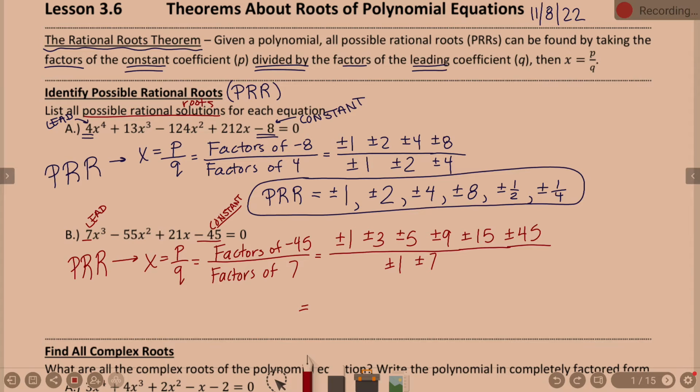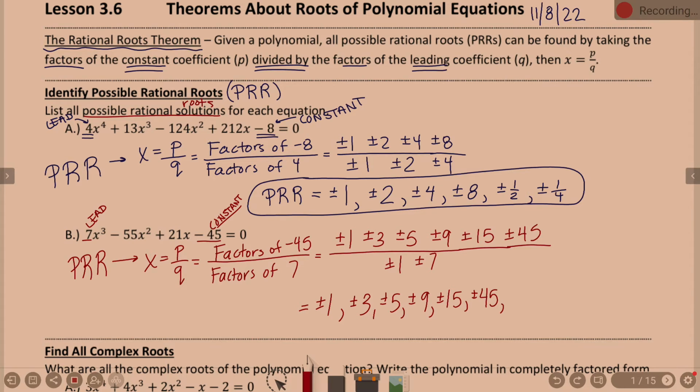So if I put everything over 1. 1 over 1. 3 over 1. 5 over 1. 9 over 1. 15 over 1. And 45 over 1. So that's plus or minus each of those numbers: 1, 3, 5, 9, 15, 45. What else do we need to do now?